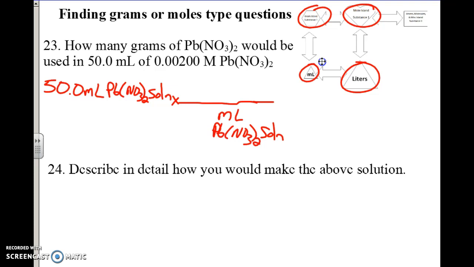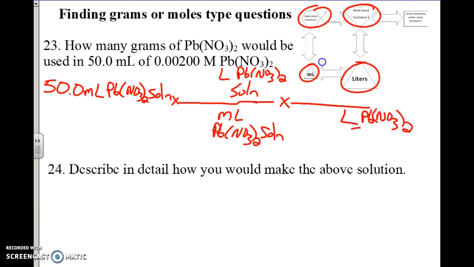So that's going to be liters of PbNO3 solution. We don't want our answer in liters, we want our answer in grams, so multiplication sign, division bar. Liters of PbNO3 solution. So right now we're right here. It would not make any sense to go back to milliliters, so we're going to go up to moles. So we can write moles of PbNO3 2.